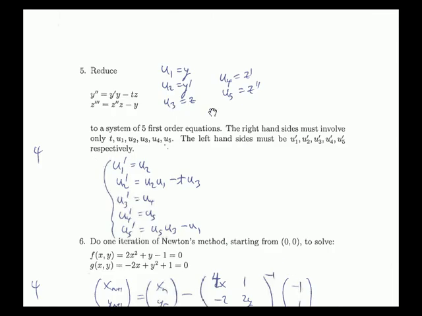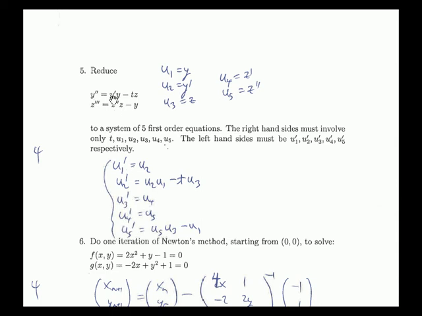Here's a typical Section 8.7 problem. Reduce a problem to a system of first-order equations. If you had two equations here, one second order and one third order, if you're going to solve it using any kind of standard software, it's probably going to expect a system of 5 first-order equations. How do you do that?